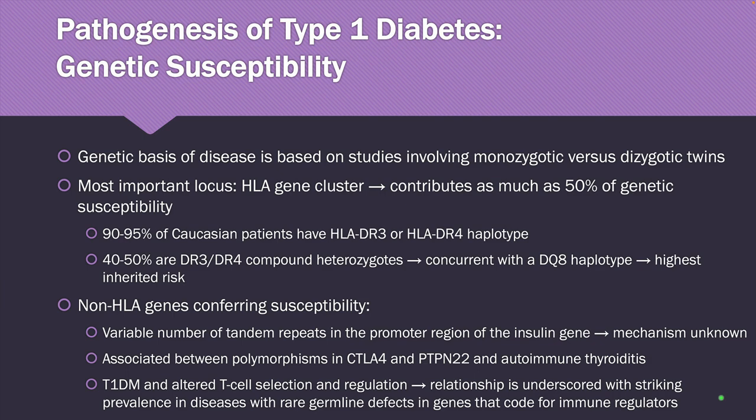However, there are also other non-HLA genes conferring susceptibility. So, one would be variable tandem repeats in the promoter region of the insulin gene, polymorphisms in CTLA4 and PTPN22, and autoimmune thyroiditis. Some patients na may autoimmune thyroiditis also have type 1 DM dahil dito. And then, type 1 DM and its relationship to altered T cell selection and regulation. So somehow related din siya with the causing of type 1 DM.